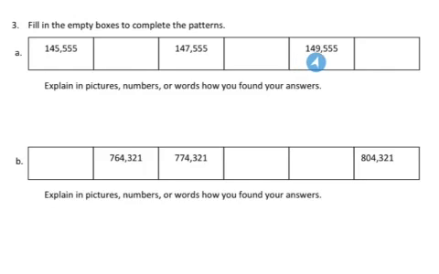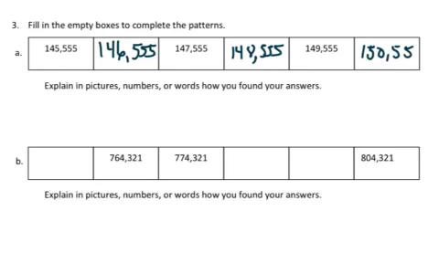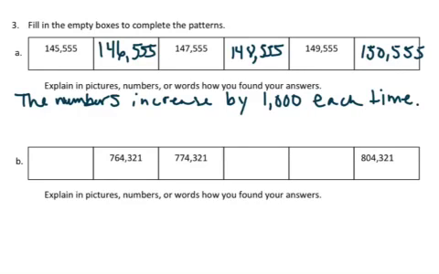And I have 149,555. So our thousands place is changing, okay? So we could fill it in here, 146,555, 148,555, and then after 149,555 would be 150,555, okay? And so I just wrote for my explanation, the numbers increase by 1,000 each time.